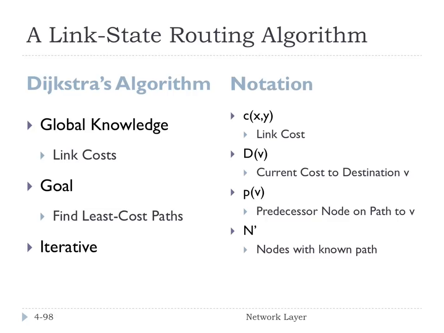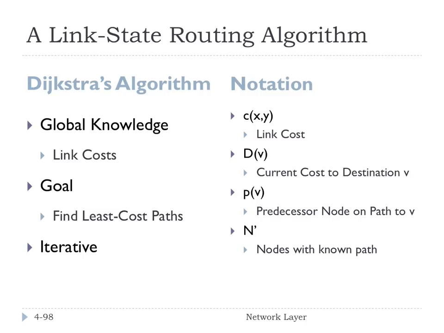Our goal is to find the least cost path. What Dijkstra's algorithm is going to find is the least cost path from some source node. You can imagine this being the node that is running this algorithm, to every other node. So I'm going to find the least cost path from me to everybody else. Make sense?